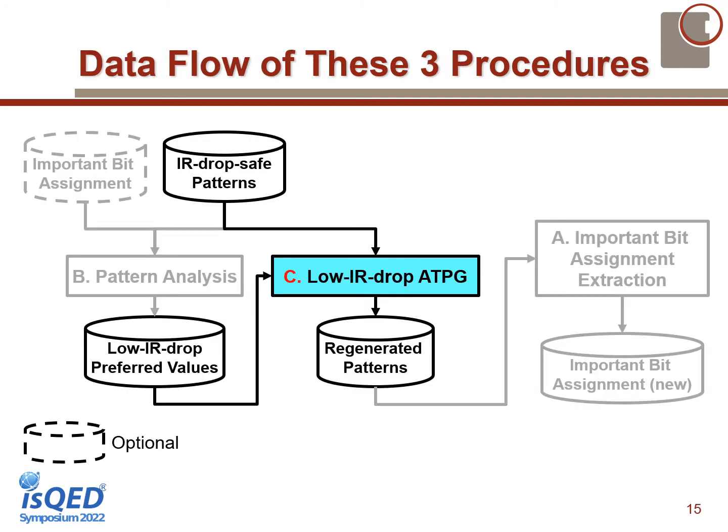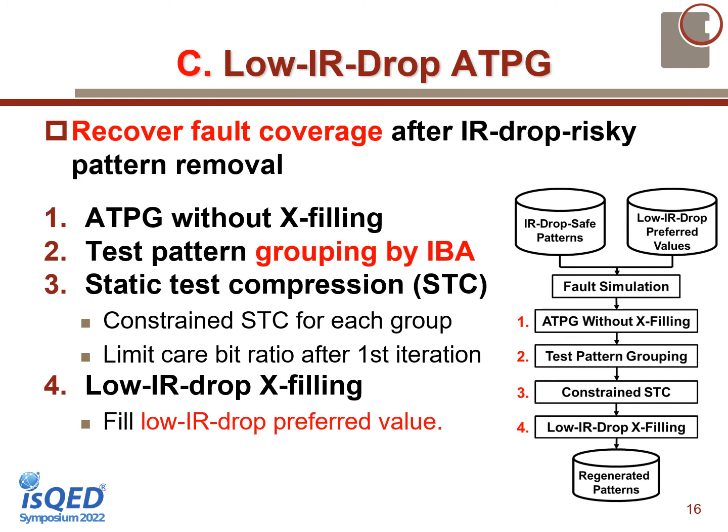Introduce low IR drop ATPG. There is an operation called IR drop unsafe pattern removal. Removing patterns can result in a loss of fault coverage, so we use low IR drop ATPG to recover fault coverage to the initial percentage.